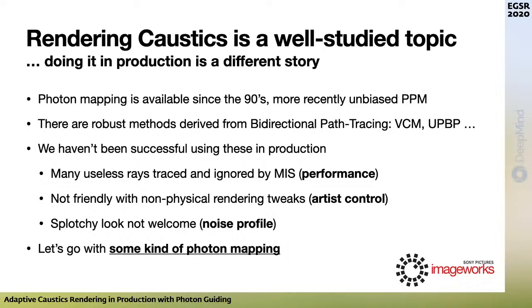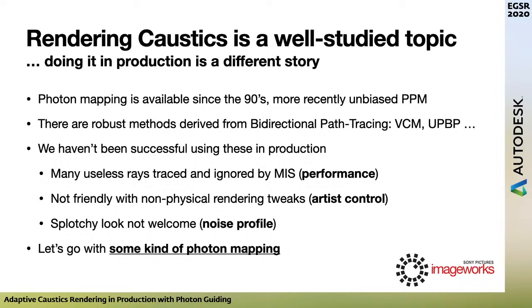But algorithms for rendering caustics have been around for a while. Ever since photon mapping in the 90s, there's bidirectional methods, there's VCM, Metropolis light transport. All these methods can robustly handle all kinds of light interactions very well. But we haven't been very lucky applying those in production. They're very slow because they trace too many rays that in the end are not useful to the render because they are ignored by the MIS.